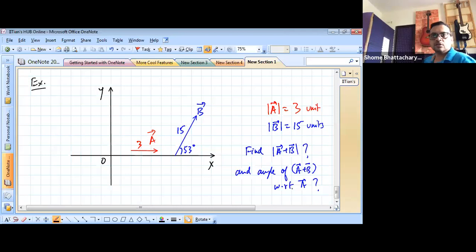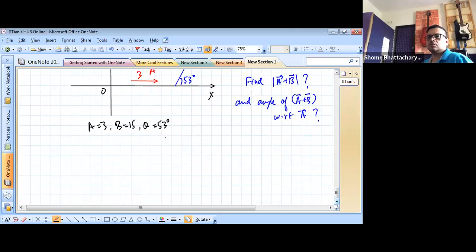Yeah, anybody got the answer? Okay. So again, you have to use the triangle over here. From the diagram, you can see that the angle between A and B is how much? It's 53 degrees, because A is along the x-axis and B is at 53 degrees to the x-axis. So magnitude of A is 3, magnitude of B is 15, and the angle between A and B is 53 degrees. So just make use of this.